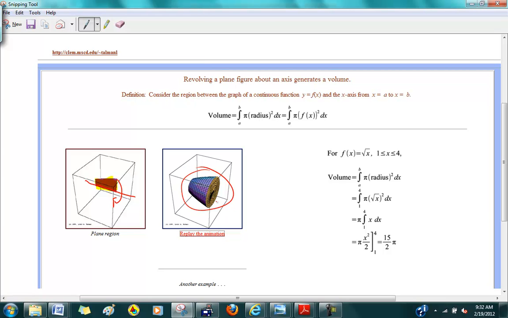This kind of looks like a jet engine. Looks like a jet engine. So obviously it'd be really nice to know what the volume of that beast is, because you want to know what the inflow for the jet would be. So real applications on this.